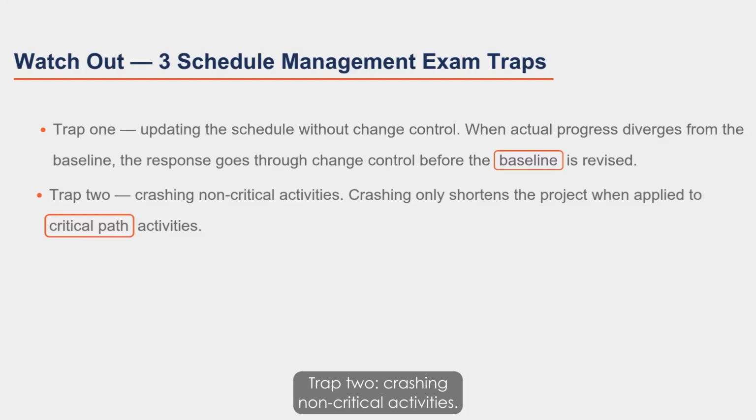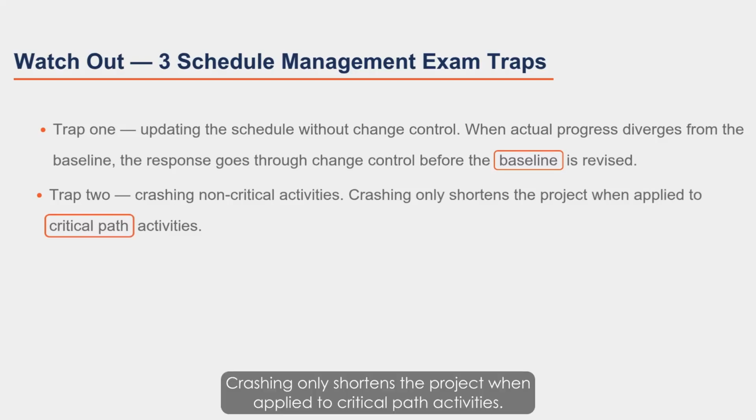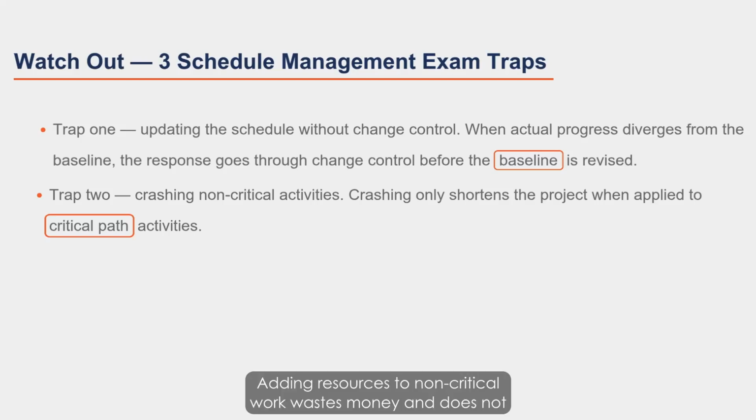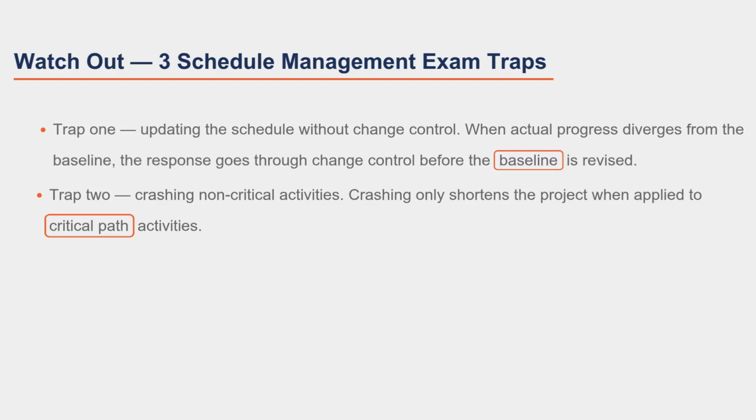Trap 2, crashing non-critical activities. Crashing only shortens the project when applied to critical path activities. Adding resources to non-critical work wastes money and does not reduce the project end date.